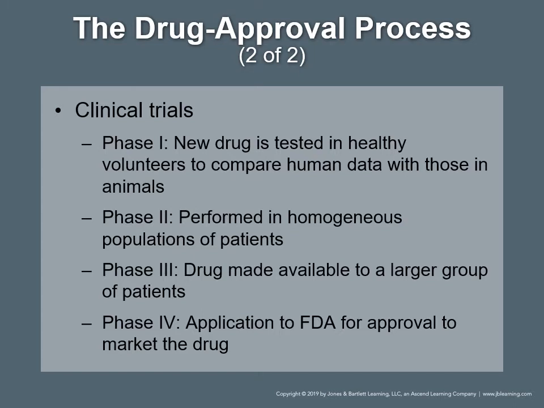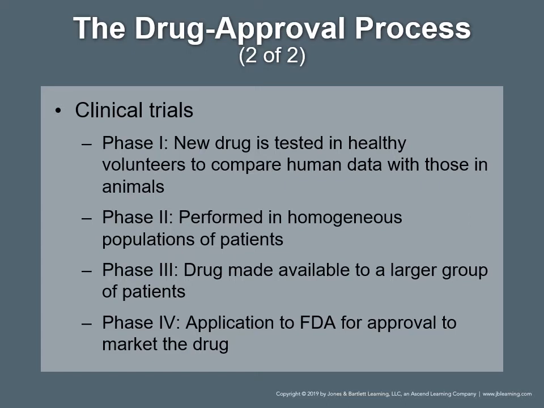During clinical trials, you have phase 1, where the new drug is tested in healthy volunteers to compare human data with those in animals. It determines safe doses of the drugs and assesses the medication's safety. During phase 2, this is performed in homogeneous populations of patients, about 50 to 300 patients. In double-blind studies, one group receives the drug and the other group receives a placebo. It's designed to evaluate the efficacy and safety of the drug and establishes which form is the most effective dose.